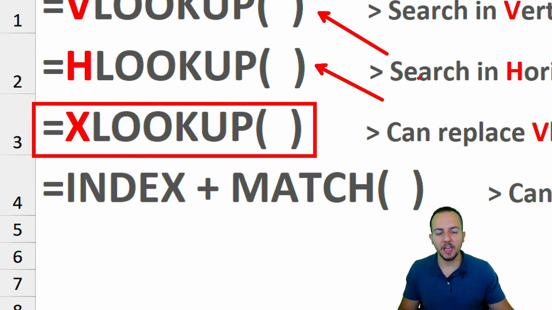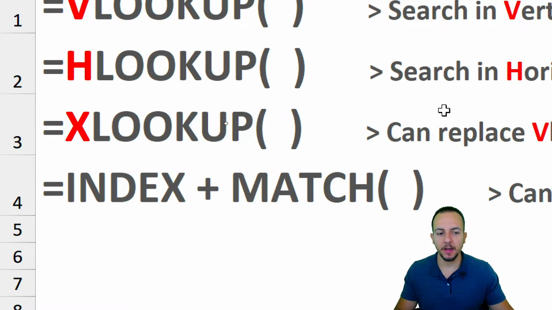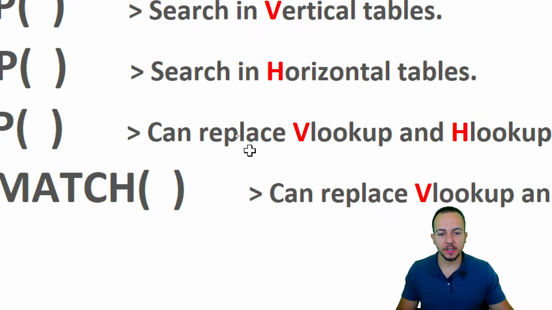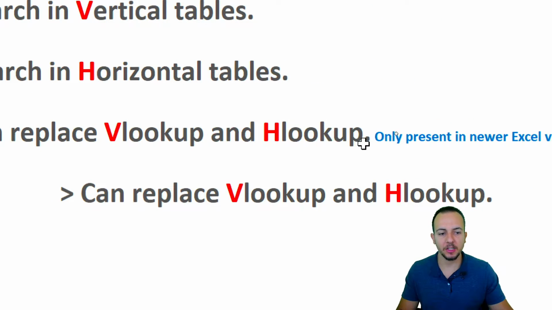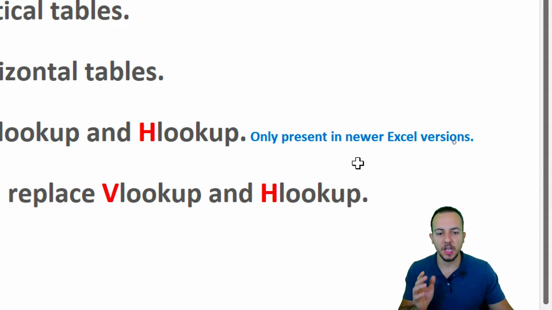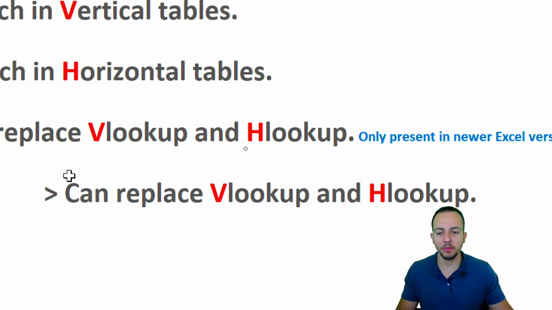Because the V and the H have some limitations. And I'm going to show you in this practical example what those limitations, those gaps that both of those functions have, are. But anyway, the Xlookup can replace the Vlookup and the Hlookup function, but be mindful because it's only present in newer Excel versions.